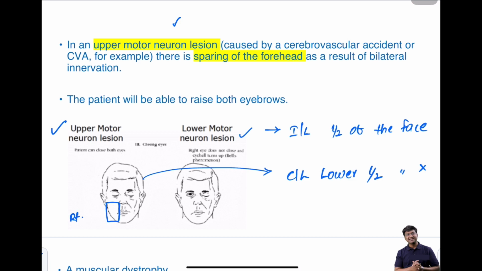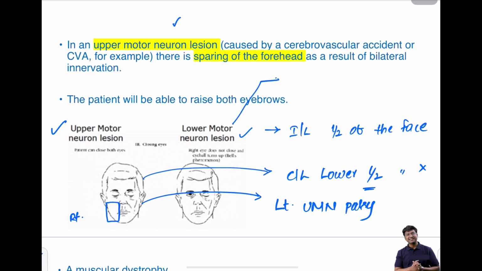Which UMN palsy might this individual be having? This individual might be having left UMN palsy. The upper half will be spared, only the lower half of the face will be paralyzed. Whereas in lower motor neuron lesion, it is the ipsilateral half of the face which will be paralyzed. And in this lower motor neuron lesion, which is nothing but Bell's palsy, you have the classical Bell's phenomenon as well, where there will be upward and outward movement of the eyeball when the individual is trying to close the eyes. That is what you will see in lower motor neuron lesion.